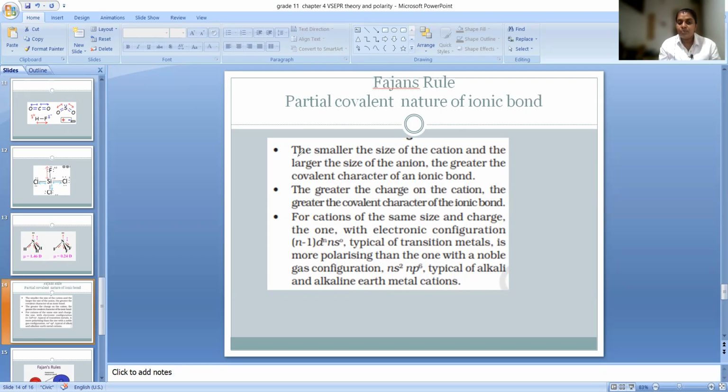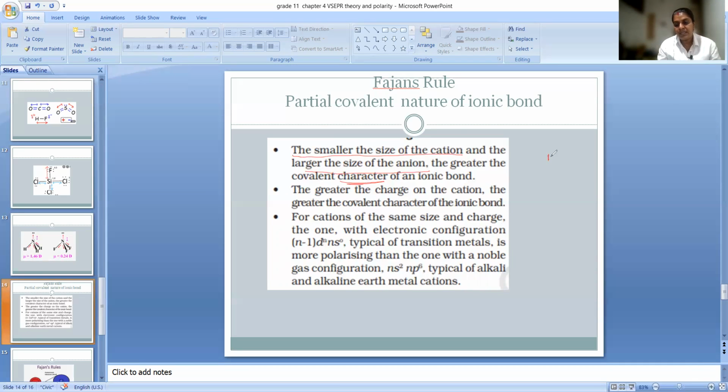What are they? Smaller the size of the cation and larger the size of the anion. If the cation is smaller and the anion is larger, the greater the covalent character it has. Okay, smaller the size of the cation and larger the size of the anion.